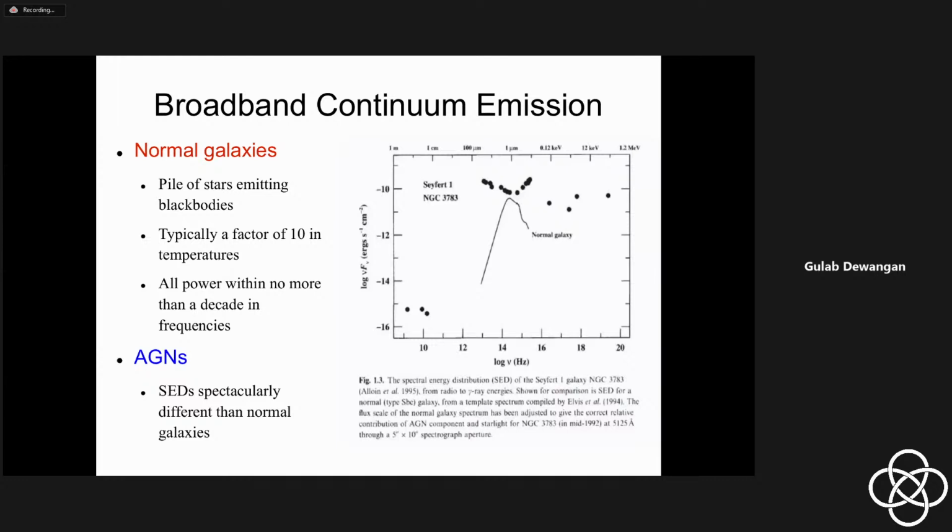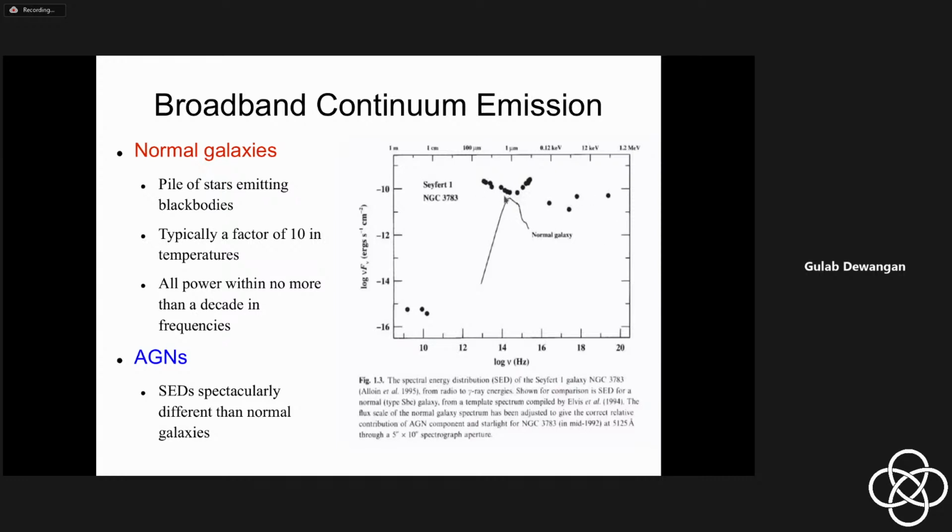While in the case of AGNs, the solid data points are essentially the flux measured, or the spectrum measured, from a Seyfert 1 galaxy called NGC 3783. And here you see that unlike in normal galaxies, which have lower and lower power output when you go to higher frequencies, or even at lower frequencies below the infrared region, they have much stronger emission. In fact, their emission rises in the ultraviolet, and it can go to strong sources in the X-ray and sometimes in the gamma ray also.